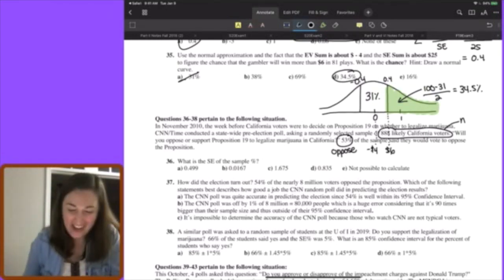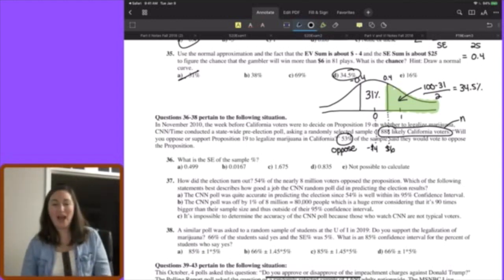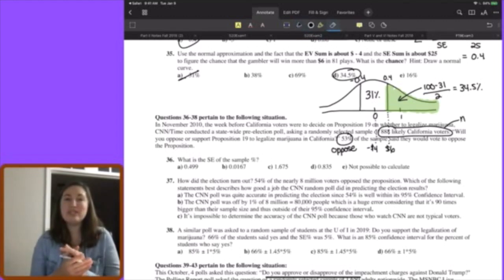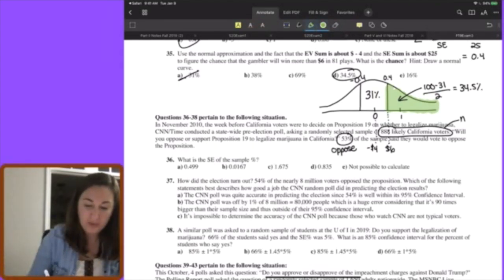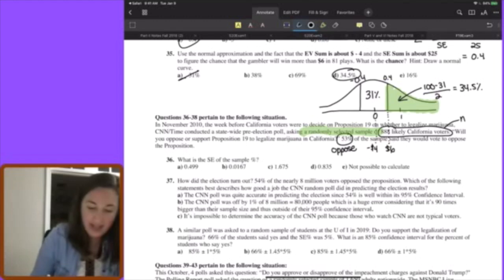So here, what is the standard error for the sample percent? I guess what I would do is first decide, can we calculate standard error? Remember, if we did a bad poll, if we didn't use a random sample, we can't use any of our formulas. Here, it did say that we had a random sample. They asked a randomly selected sample. So that's good. That means we can calculate the standard error for the percent, and the formula is the SD over the square root of n times 100.